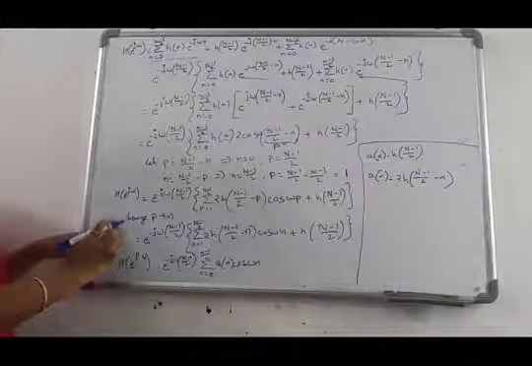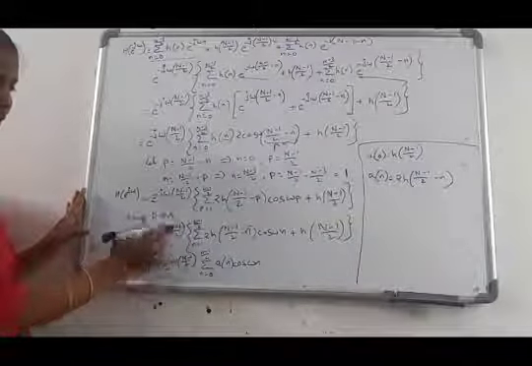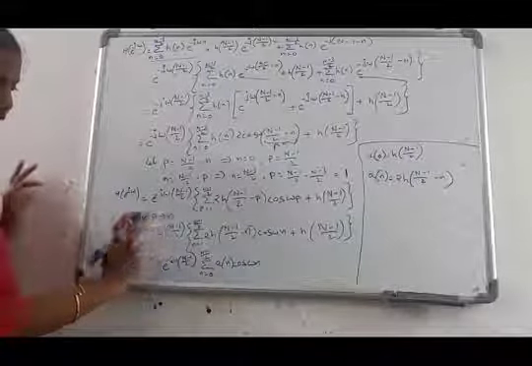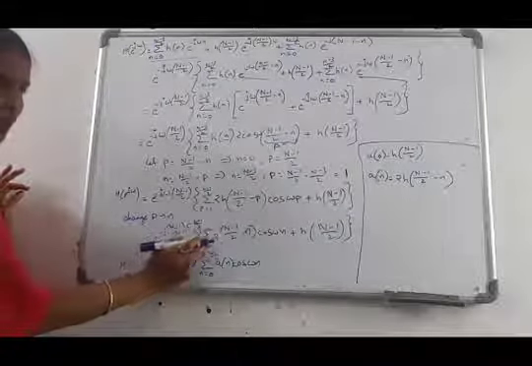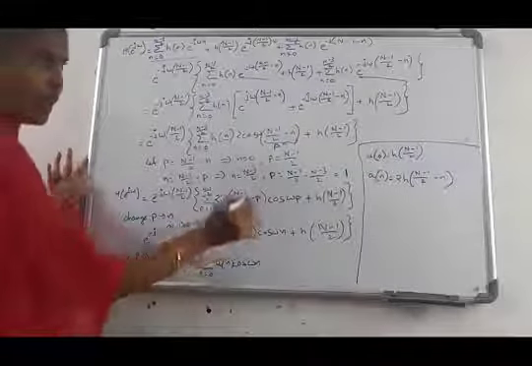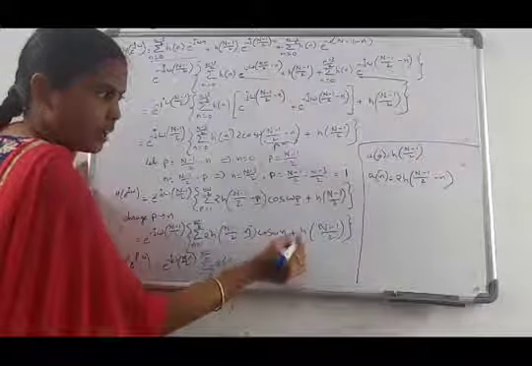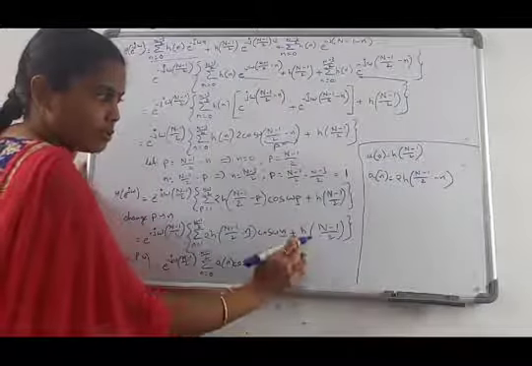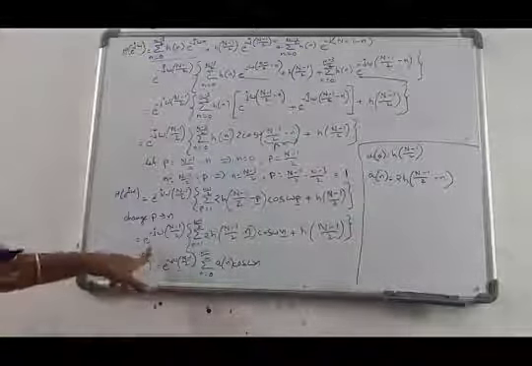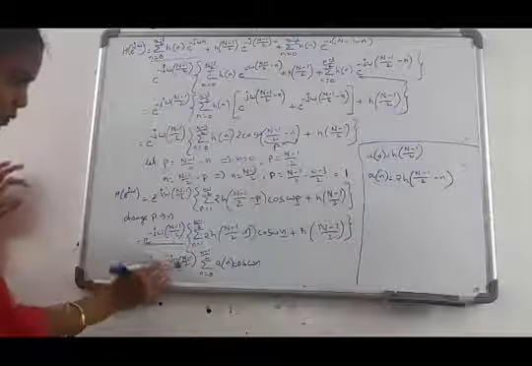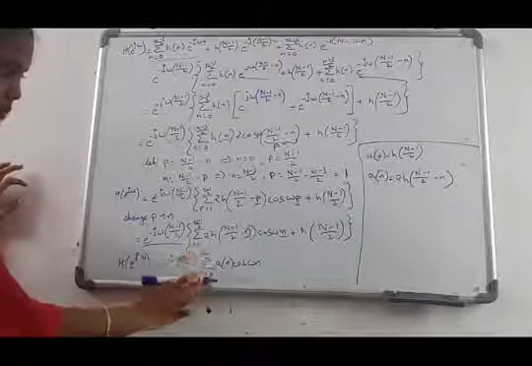Now change p to n. Again you have to change from p to n. e power minus j omega of N minus 1 by 2. Now you have to change p as n. n is equal to 1 to N minus 1 by 2. Again p as n. Plus h of N minus 1 by 2. Now this term you have to write the same, summation n is equal to 0 to N minus 1 by 2.